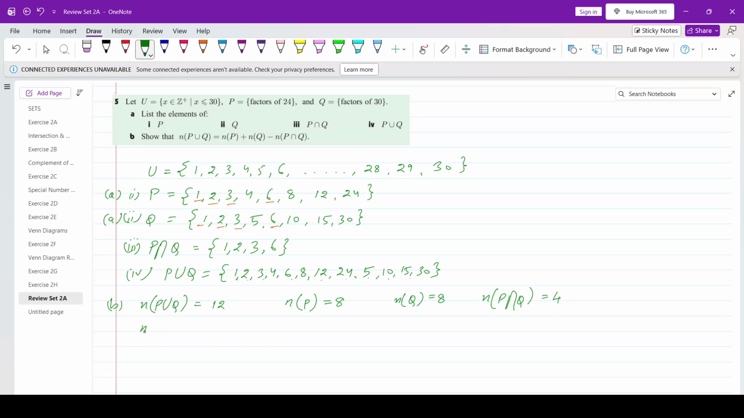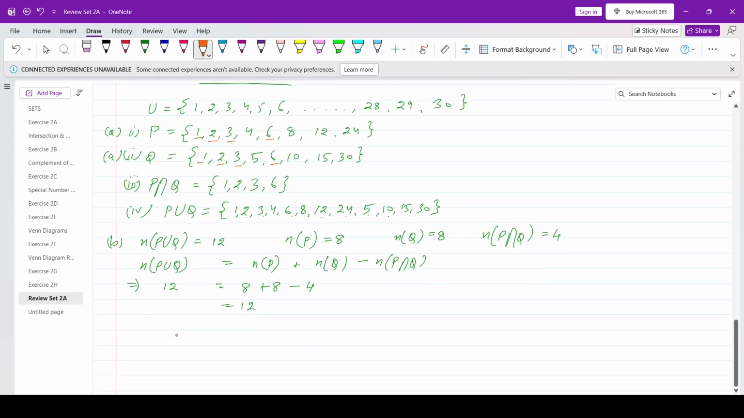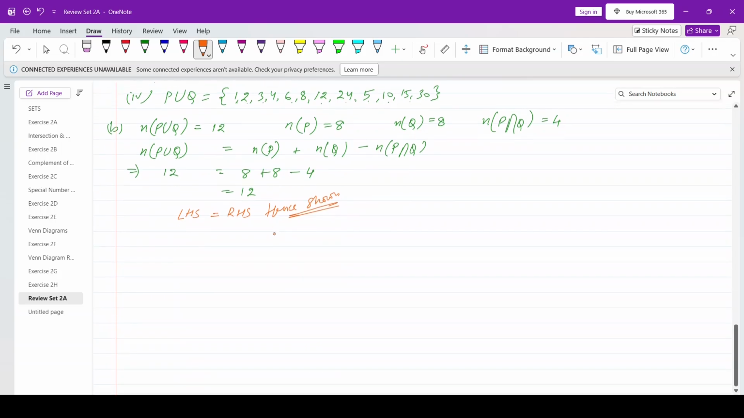So, writing this equation, the number of elements in P union Q is equal to the number of elements in P plus the number of elements in Q minus the number of elements in P intersection Q. So can we write this is 12, this is 8 plus 8 minus 4. Now this is 12 as well. Hence the left hand side is equal to the right hand side as shown. Let's go to the next question.